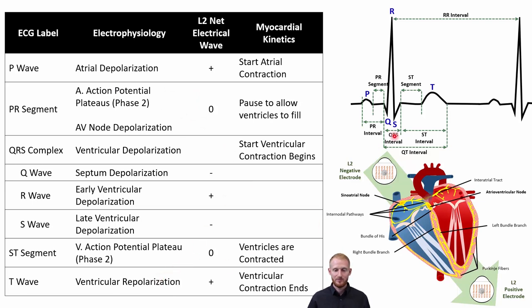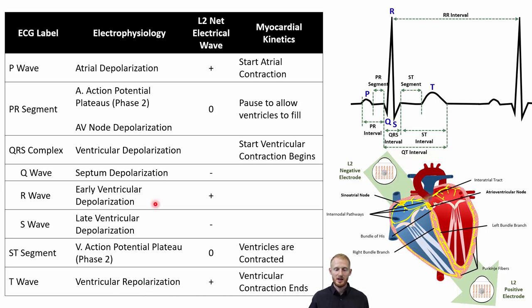All right, and then the last feature that we're going to see is going to be the T wave here. The T wave is ventricular repolarization. Remember that repolarization is when the positive ions inside the cell leave the cell, and so the outside becomes positive, the inside becomes negative again, and so it's a negative wave.